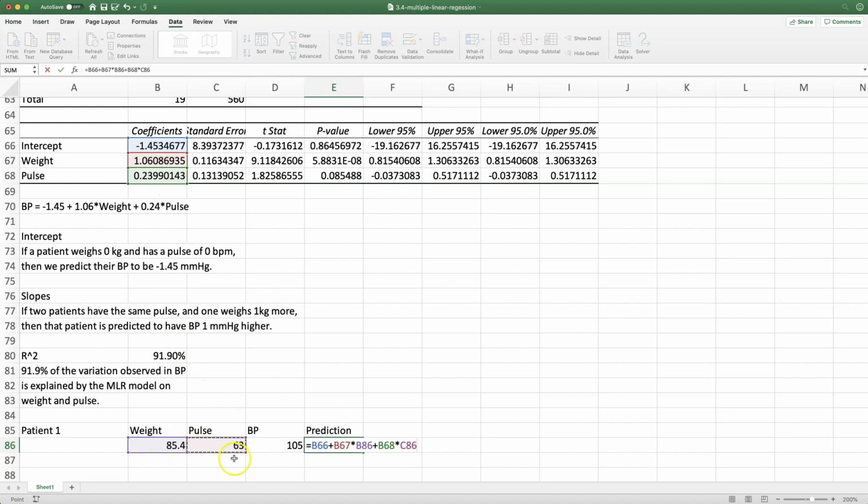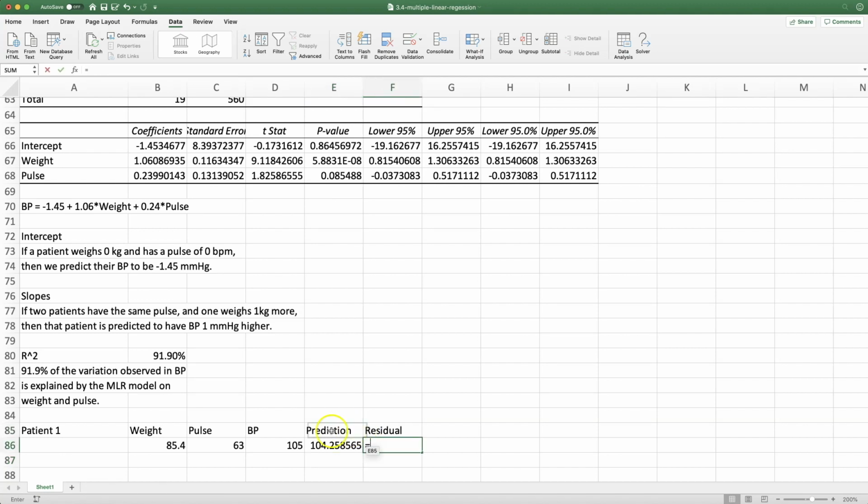So all we've done is plug the values for weight and pulse into this regression line. Negative 1.45 plus 1.06 times 85.4 plus 0.24 times 63. I hit enter and my prediction is 104.26. A patient with 85.4 kilo weight and 63 beats per minute pulse is predicted to have a blood pressure of 104.26 millimeters mercury.